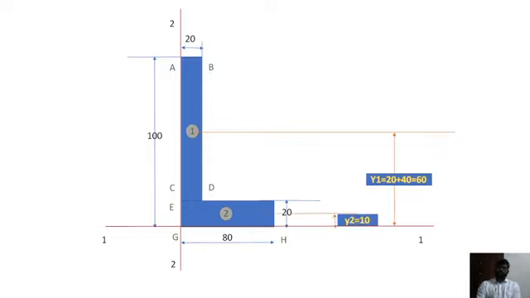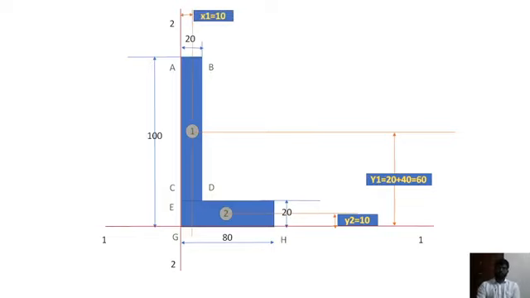Now y2 is equal to 10. The depth of the second rectangle is 20. So the CG of the second rectangle is equal to d by 2, that is 20 by 2. Y2 is equal to 10 mm. Here the L section is not symmetric about any axis, so the values of x and y are going to be different.